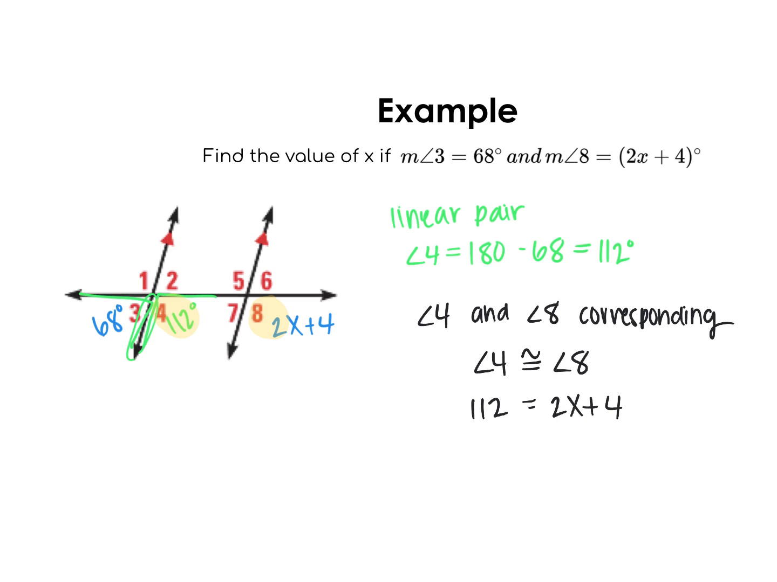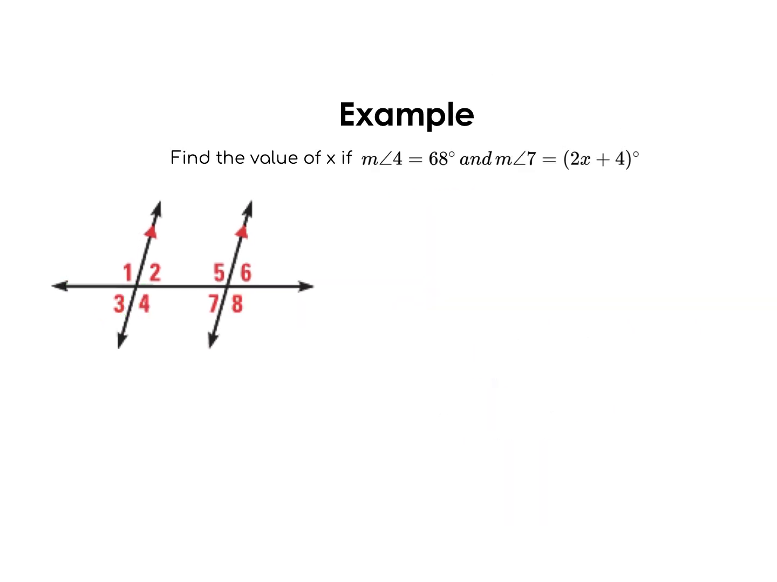So if we go ahead and start solving for our x, we can subtract our 4 over. Subtracting 4, what does that leave us with? 108 is equal to 2x. Dividing by that 2, we find x is equal to 54. So our x value is 54.